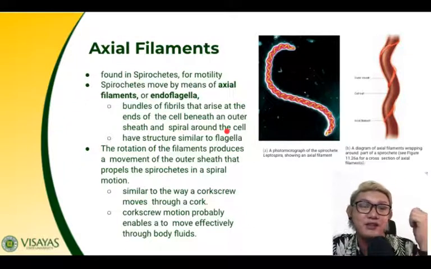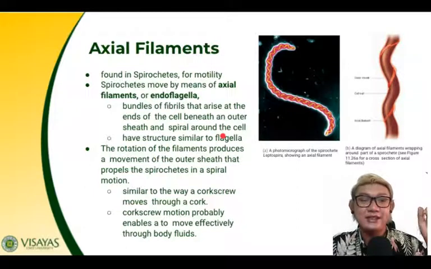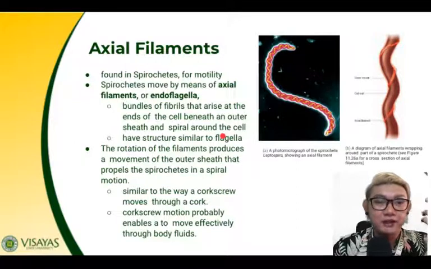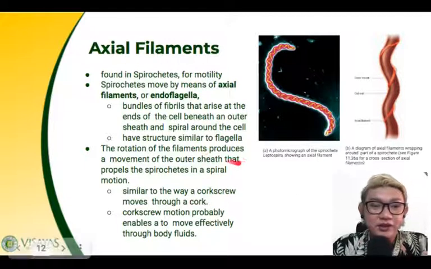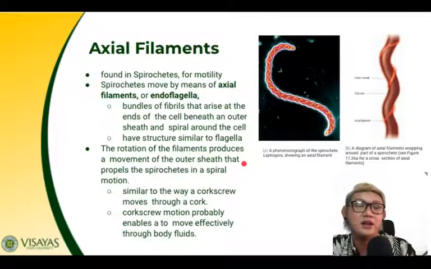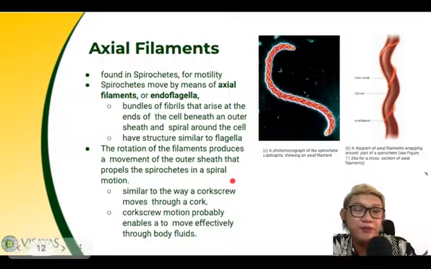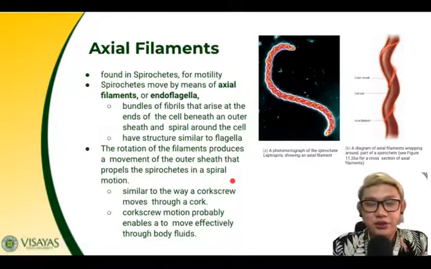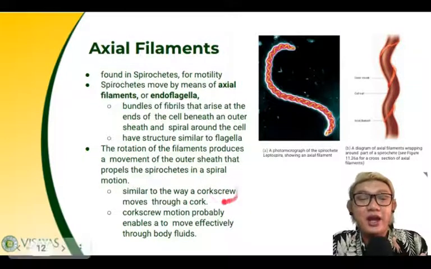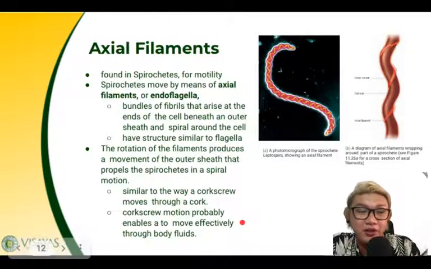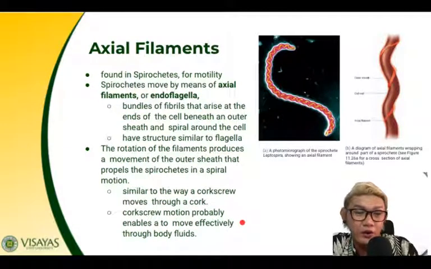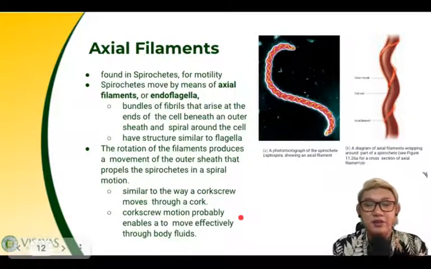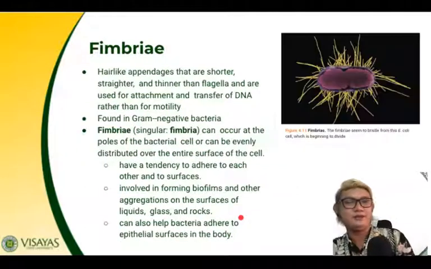They are bundles of fibrils that arise at the ends of the cell beneath an outer sheath and spiral around the cell, with a structure similar to flagella. The rotation of the filaments produces a movement of the outer sheath that propels the spirochetes in a spiral motion. This is similar to the way a corkscrew is moved through a cork. So, corkscrew motion probably enables them to move effectively through body fluids.